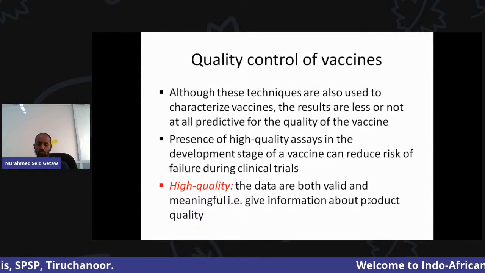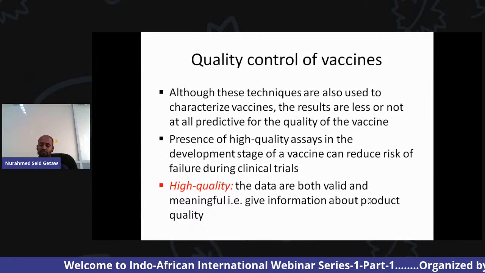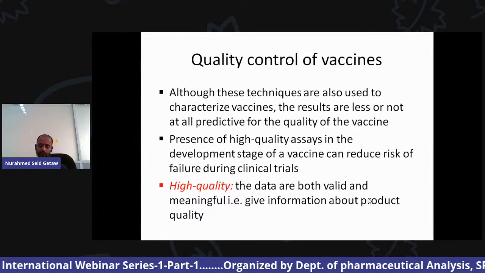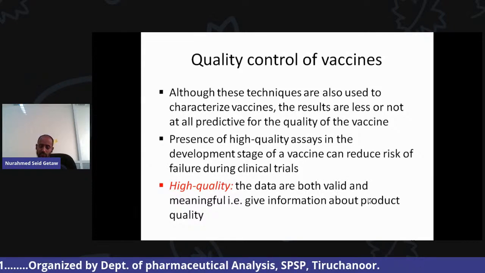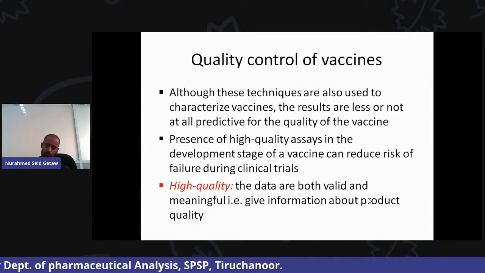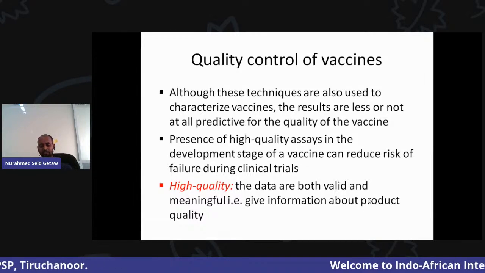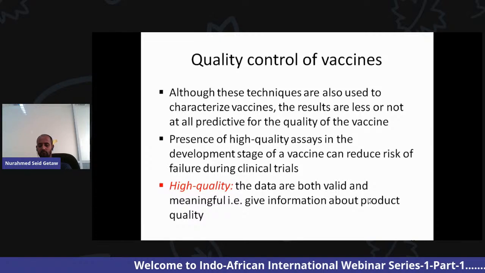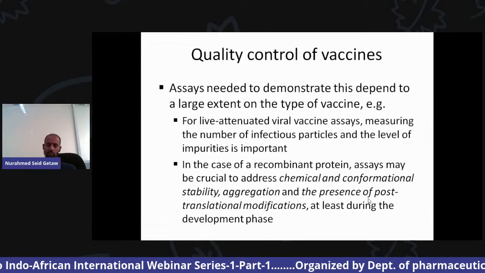And the presence of high quality assays or tests in the development stage of a vaccine can reduce huge risk to humans and in the clinical trials. So we need some high quality assays or tests. By high quality, I may refer to the exactness or validity of the data; meaningful data will have to be presented.